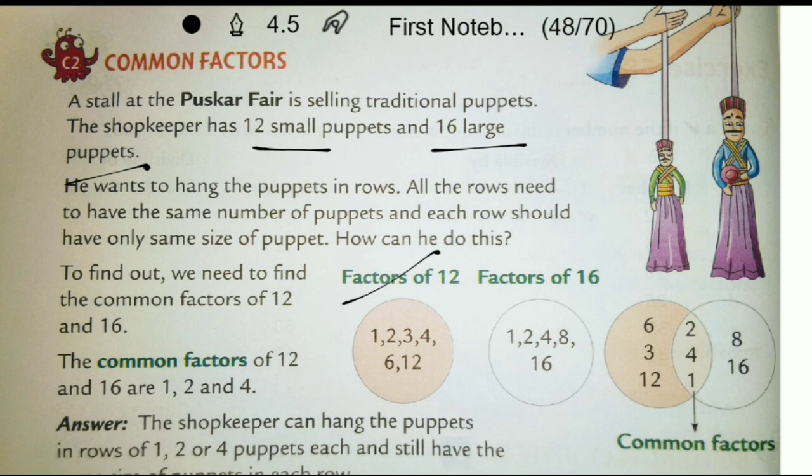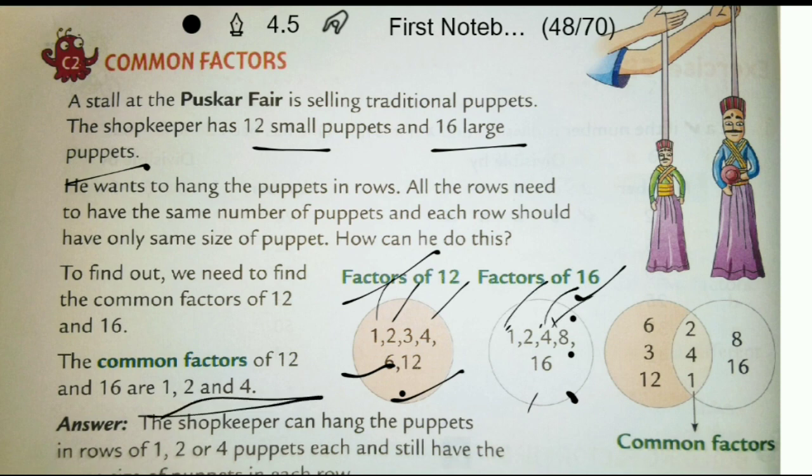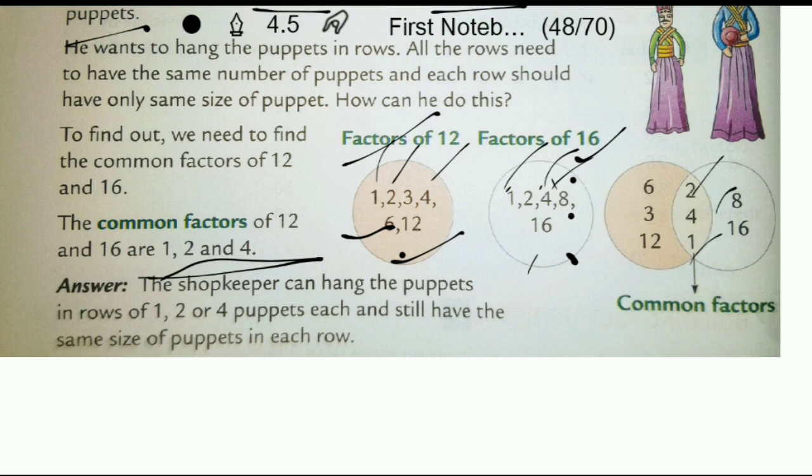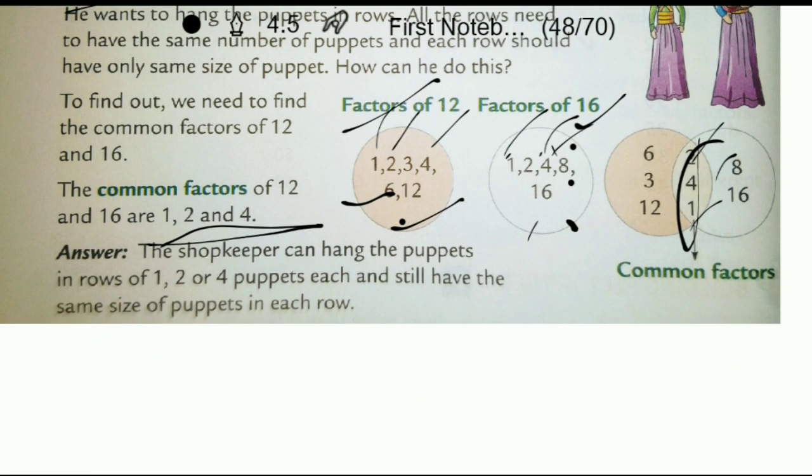First we find the factors of 12. Factors of 12 means the numbers in which 12 will come. So 1, 2, 3, 4, 6 and 12. And the numbers in which 16 will come: 1, 2, 4, 8 and 16. So now see, in this 12 and in this 16, what are the common numbers? The common numbers are 1, 2 and 4. So the common factors of 12 and 16 are 1, 2 and 4. Clear? So 1, 2 and 4, these are the common factors.